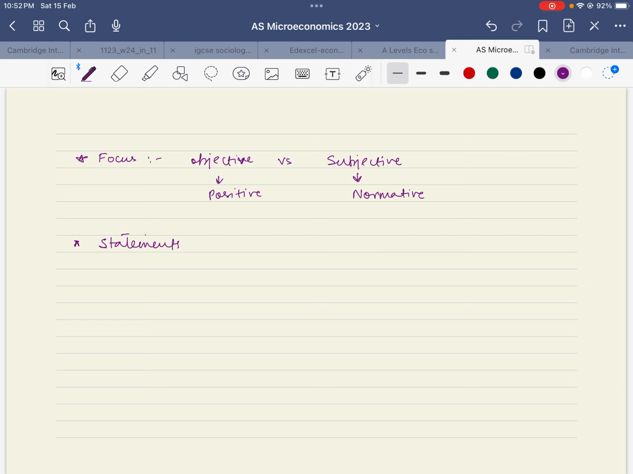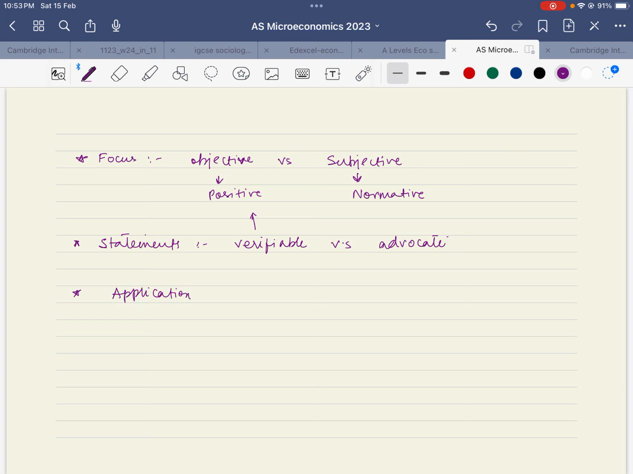Number 2 is statements. What do I mean? Positive statements can be tested and verified. So we can say verifiable, while normative statements can be used only to advocate or express our ideas, right? So what do I mean by verifiable? I can verify a statement with data or evidence, whereas normative statements cannot be verified because those are opinions and subjective in nature.